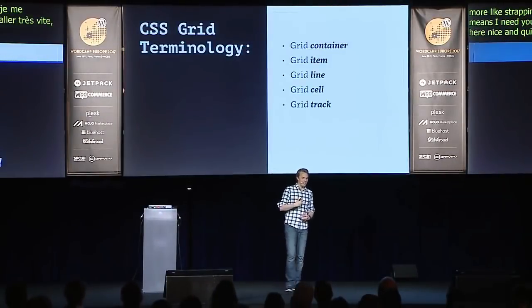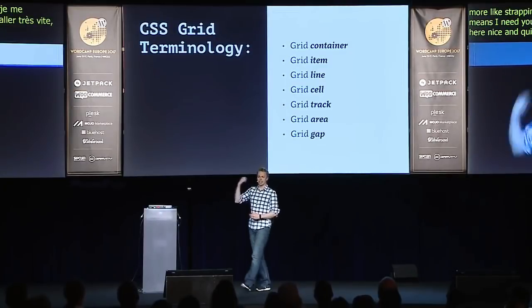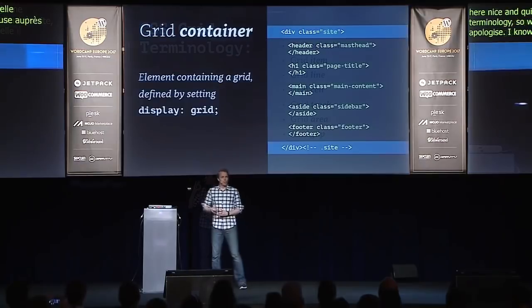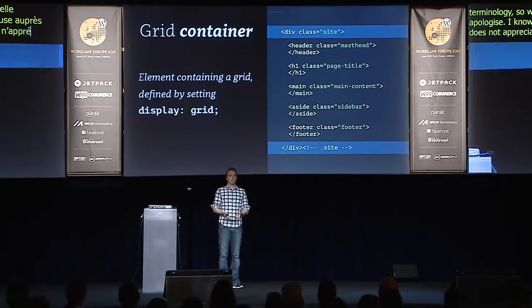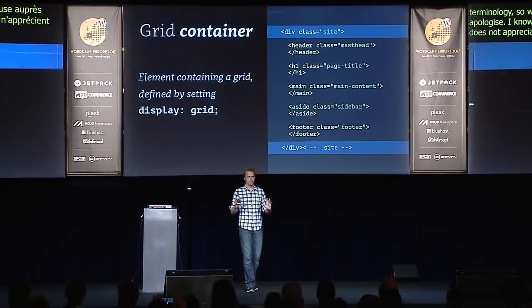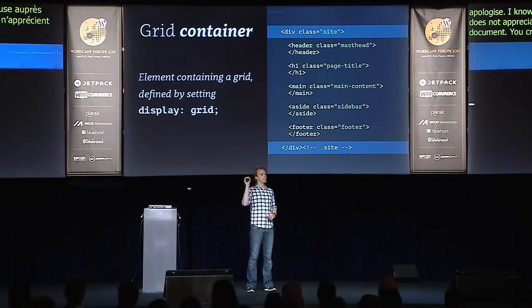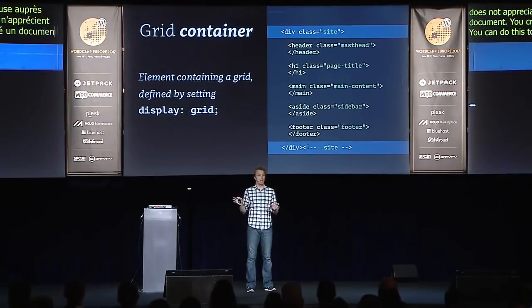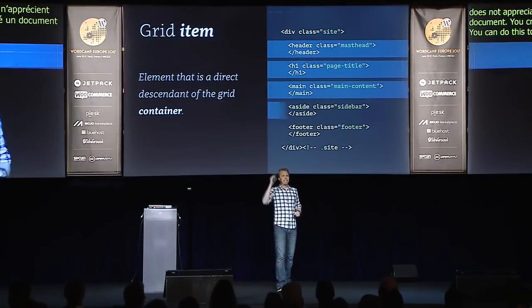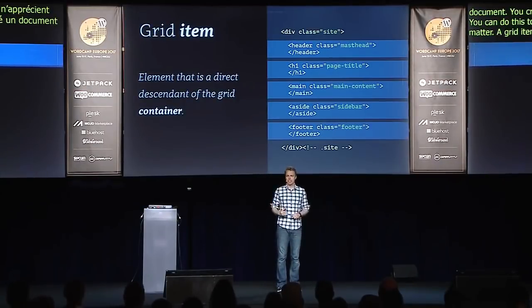CSS Grid needs new terminology. So we have grid container, grid item, grid line, grid cell, grid track, grid area, grid gap. So grid container is any container in your document that you create a grid inside. You do that by simply declaring display grid. You can do this to as many elements as you want on the page. It does not matter.